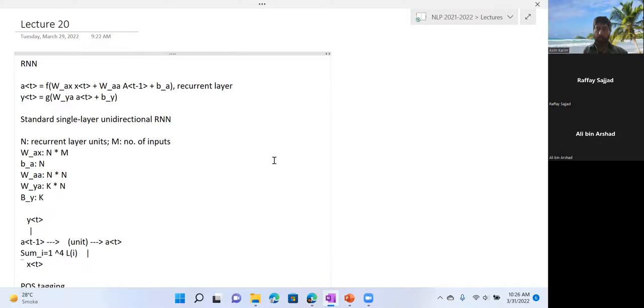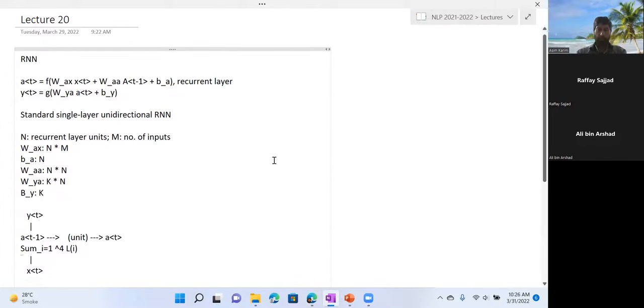Whatever that loss is, that error you will then back propagate to update the weights, update the parameters. And the process is exactly the same. You use gradient descent, stochastic gradient descent approach, and you back propagate the error to the parameters.